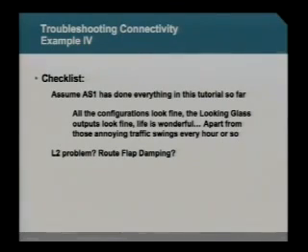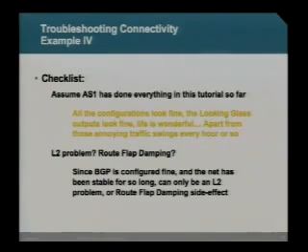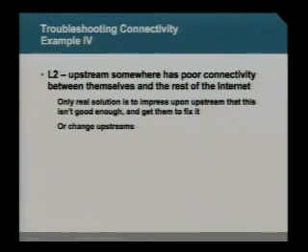Is it a layer 2 problem, an upstream ISP problem, route flap damping? Well, these all can actually interfere with it. If BGP is configured properly, and the network's been stable for a long time, then it can only really be layer 2, or flap damping is somehow causing some side effects. So layer 2, upstream somewhere, is poor connectivity between themselves and the rest of the internet.